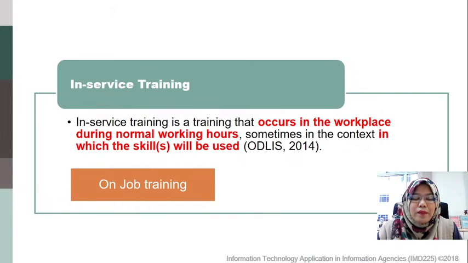Okay. So in-service training is training that occurs in the workplace during normal working hours, sometimes in the context in which the skill will be used, based on at least 2014. It's also known as on-the-job training. Okay.